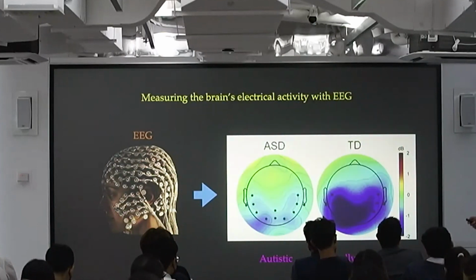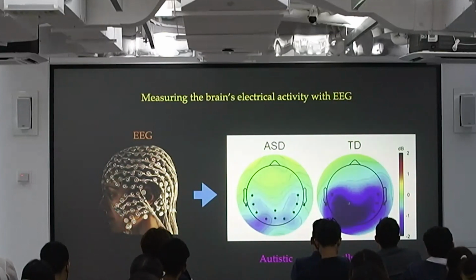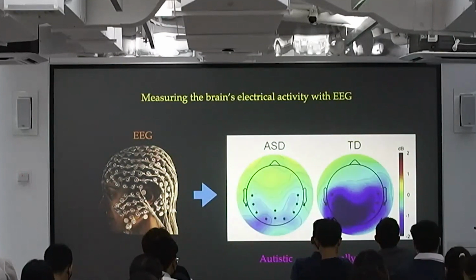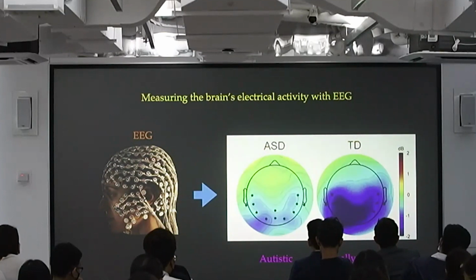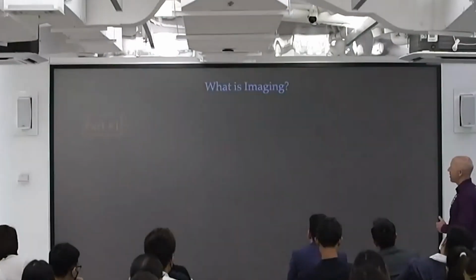The problem is this is the state of the art of how you reconstruct it. Here all you're seeing is a change in what's called the alpha power, a certain frequency band in the brain in typically developing kids or normals. And there's no change here. That's the best you can do. There's no spatial localization at all. And there's a reason for that: it's hard.